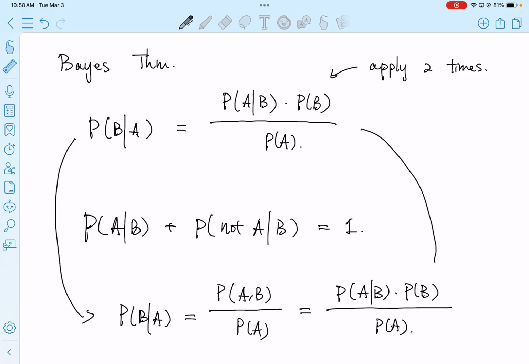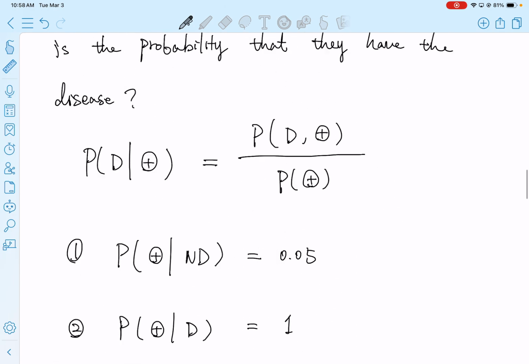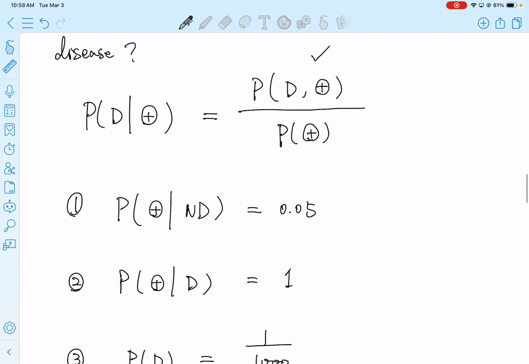So this is how we get that. Applying the formula on the numerator only for the second time, we obtain that formula, and that is called the Bayes theorem. And then by using that, we have a way to handle the numerator. So the next question is, now that we have the numerator, how do we handle the denominator?